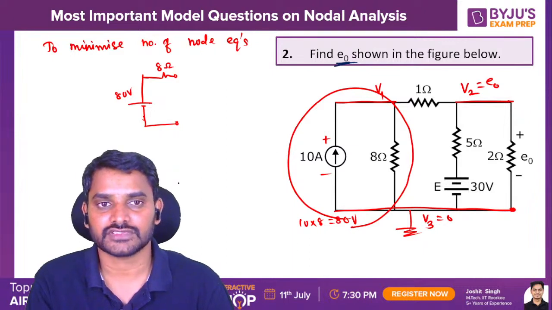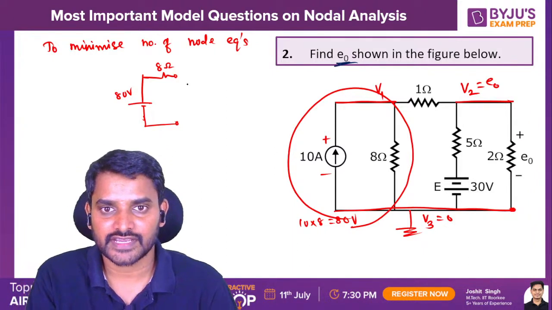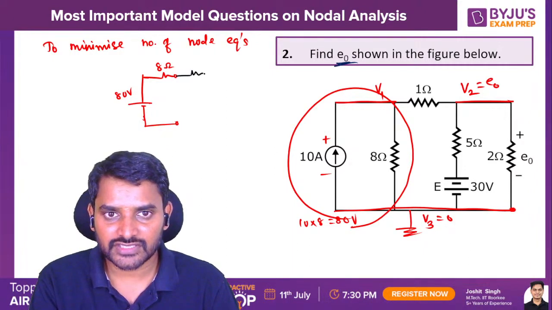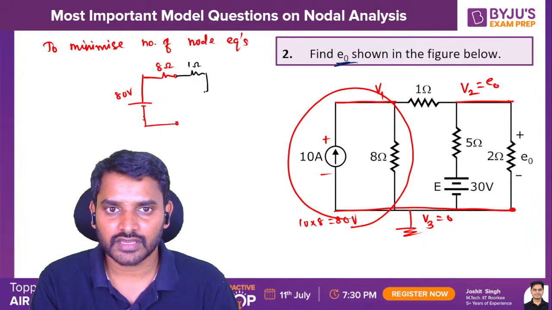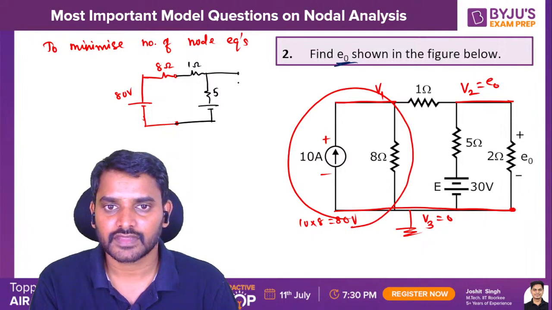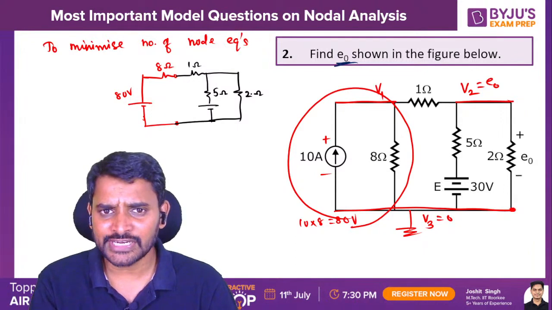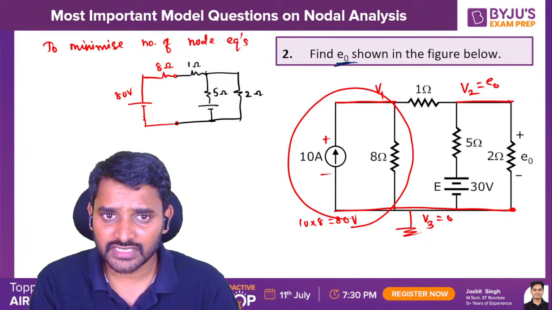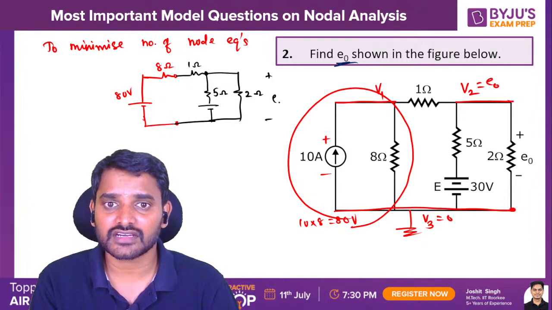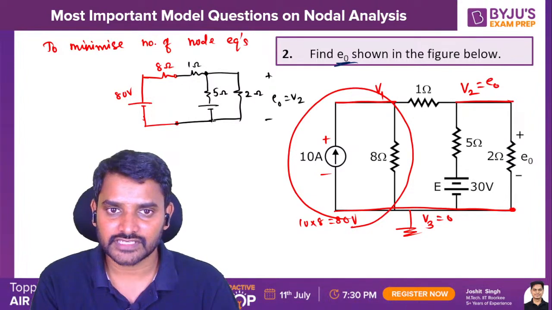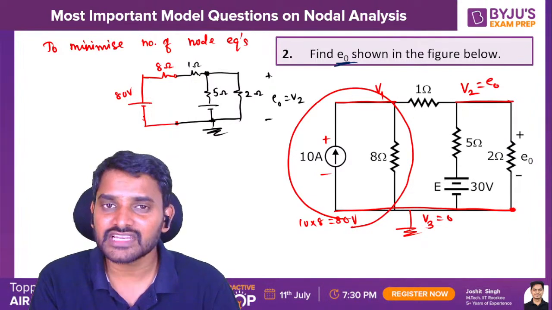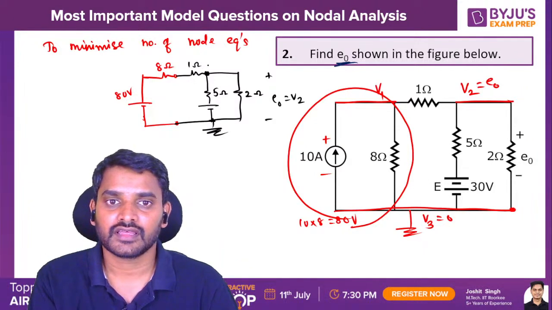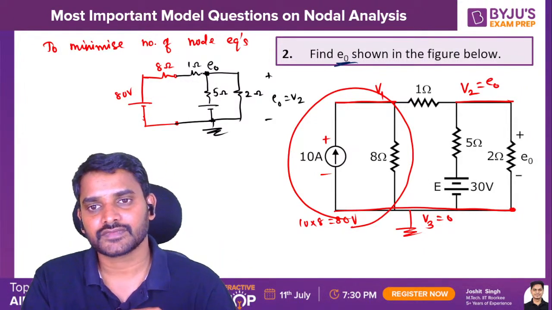Very good, Abhiram, you have calculated the previous values, fine. Now the rest of the network will be as usual. This is 1 ohm and 5 ohms and 30, and this is the resistance of 2 ohms. Now I need the voltage across these 2 ohms. Voltage across 2 ohms is E naught, which is also equal to V2 with respect to the ground. Now I have only one principal node.